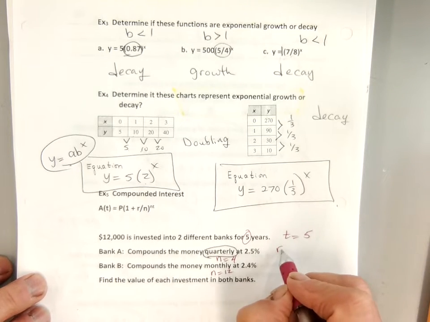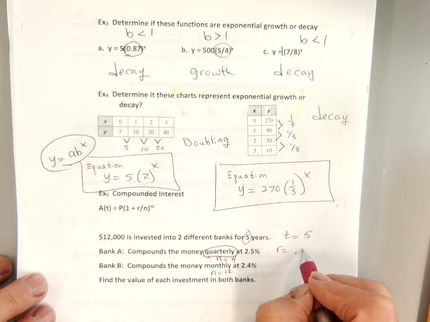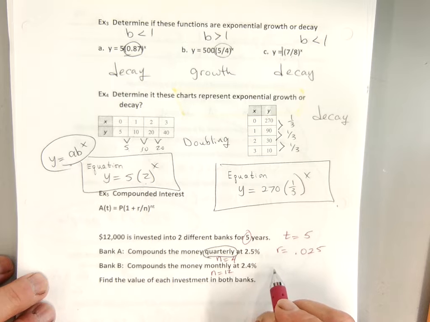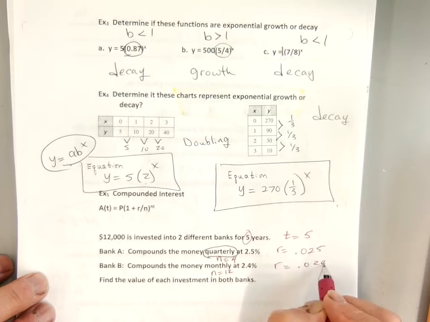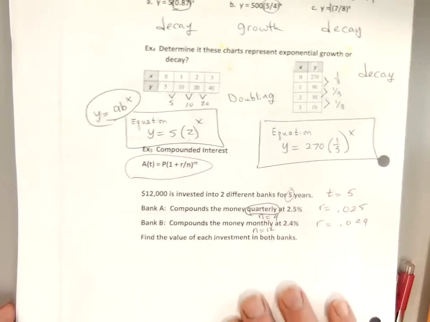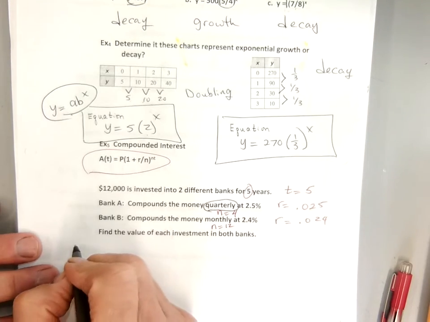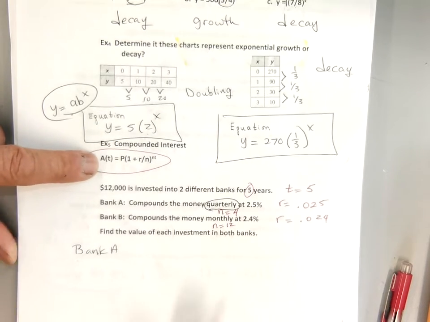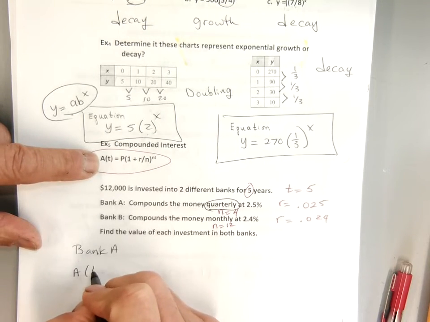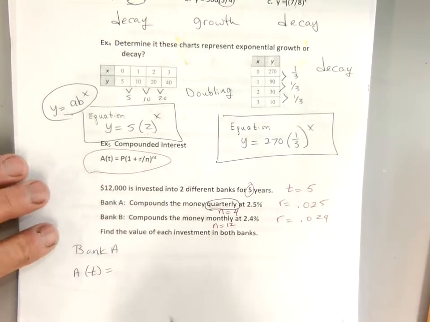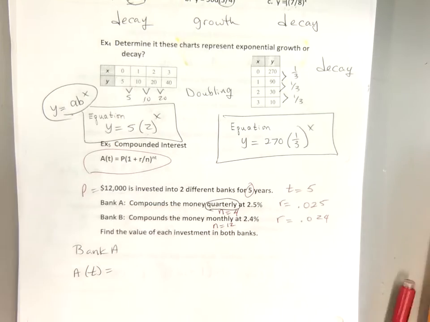My interest rate on Bank A is 0.025. And my interest rate on Bank B is 0.024. I want to use this formula. How do I use this formula? Well, let's do Bank A first. I'll go slowly. Bank A. A of T equals P. P is what I'm going to put in. That's what I call the principal.